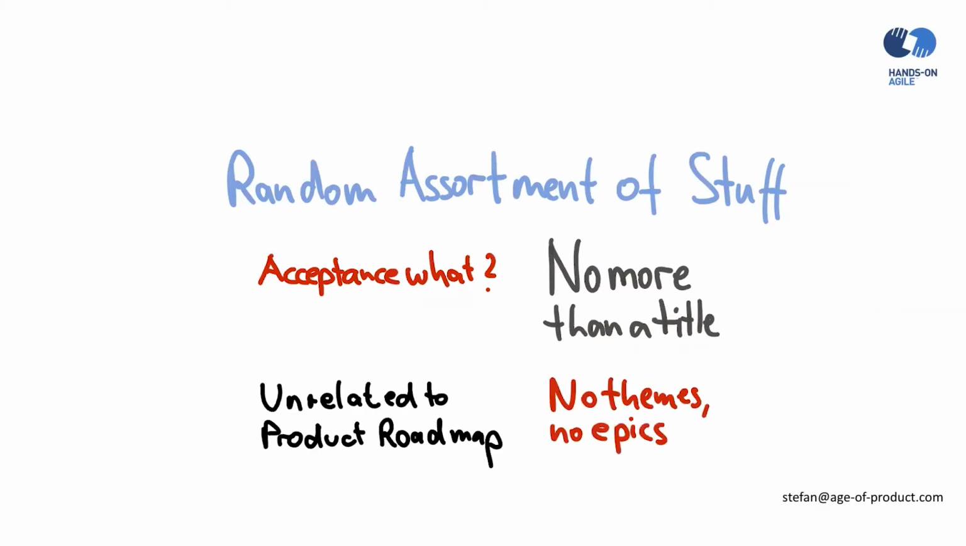There are tickets in there that are completely unrelated to the product. You will find no themes, no epics. You will never find the reason why you would do something. So what are we fighting for? What's the idea that we're trying to accomplish here? And I believe this is partly because the team either doesn't care or doesn't feel in the right position to speak up and address the issues.